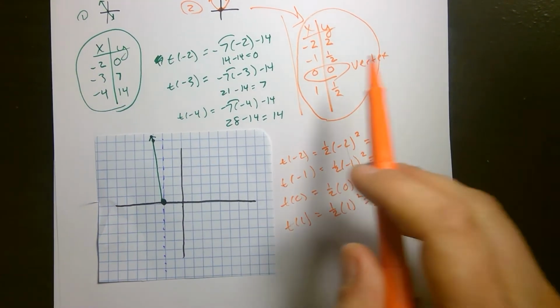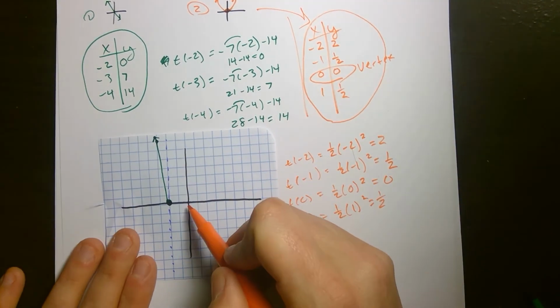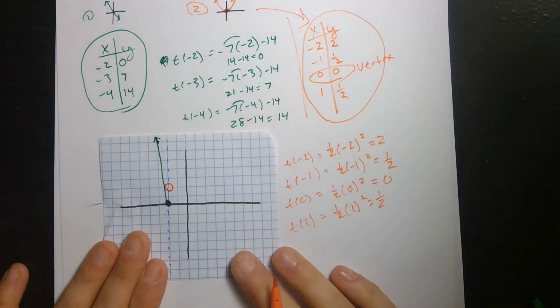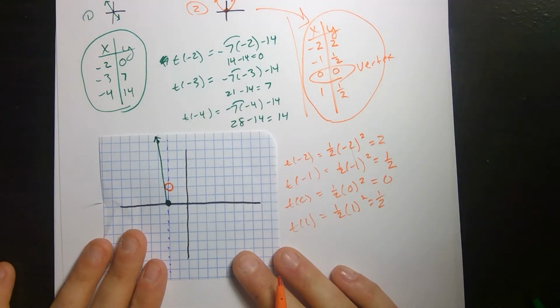So here I go. I'm going to graph the point negative 2, 2. And so I'm going to go over to the left 2, and I'm going to come up 2. And here's where I'm going to draw my open circle. If I were to make that a closed circle, this would no longer be a function. And so there's my open circle.